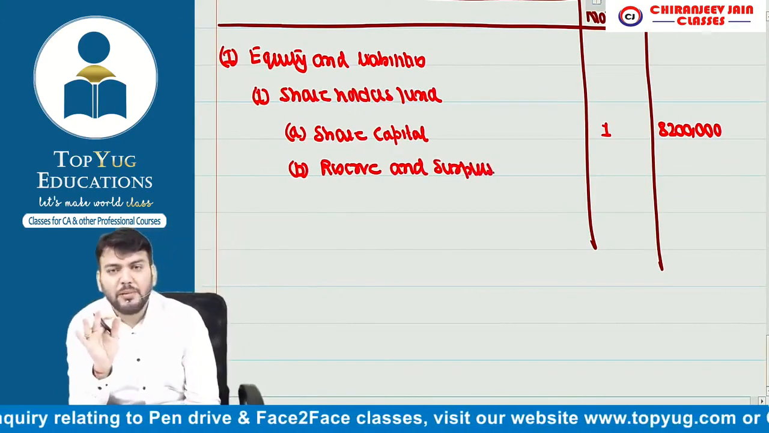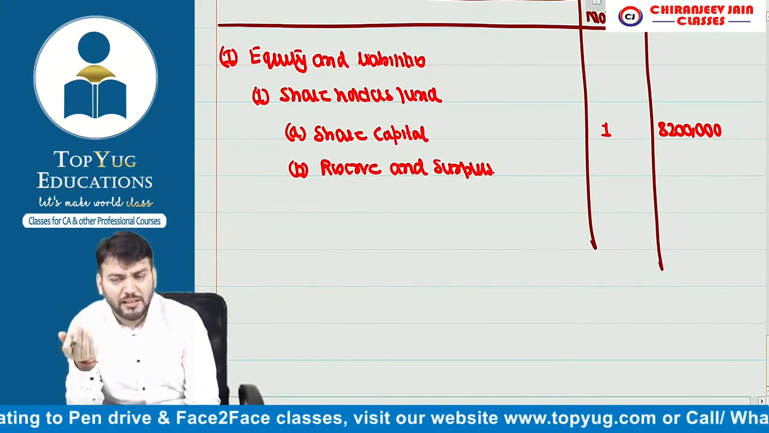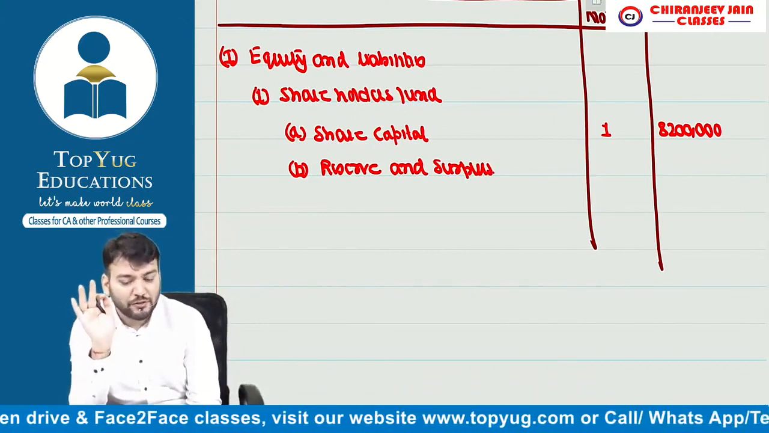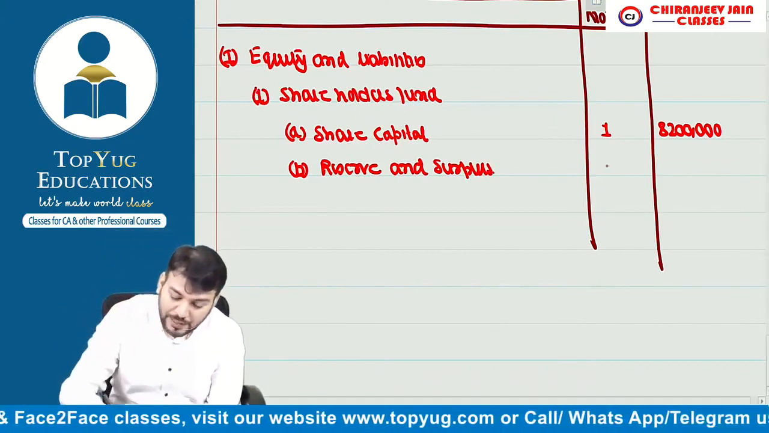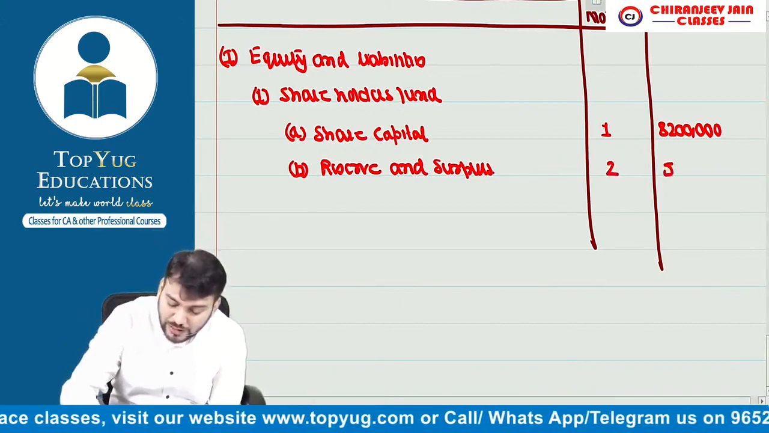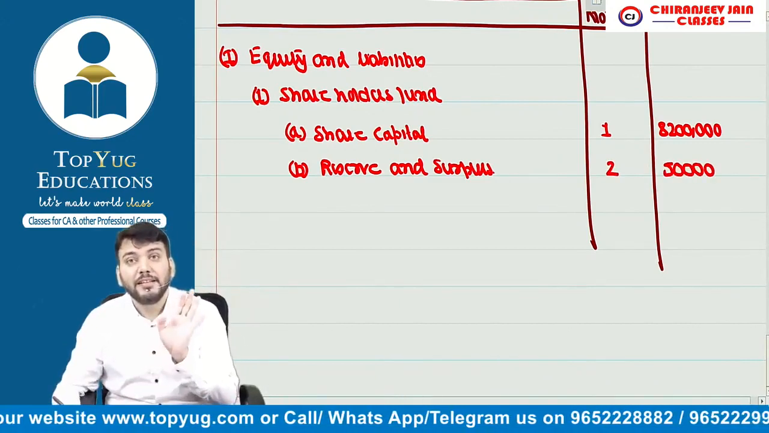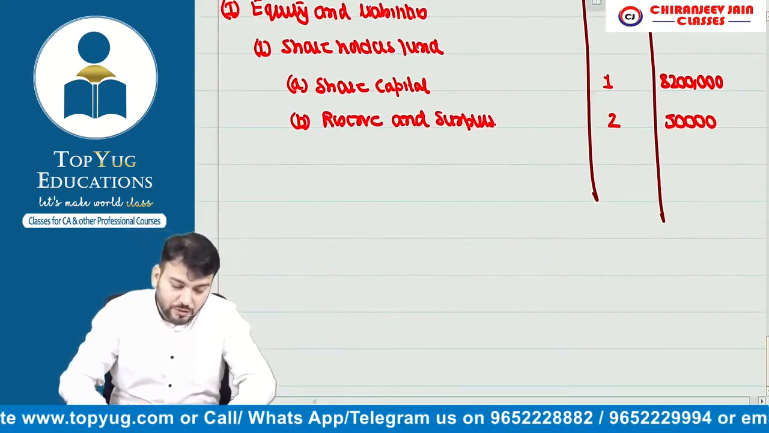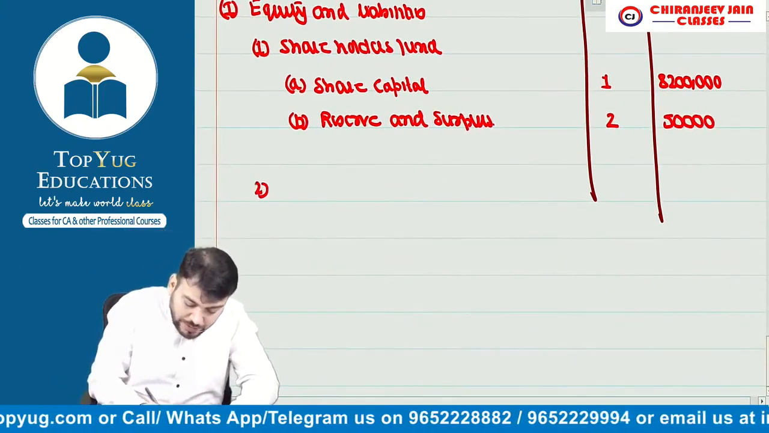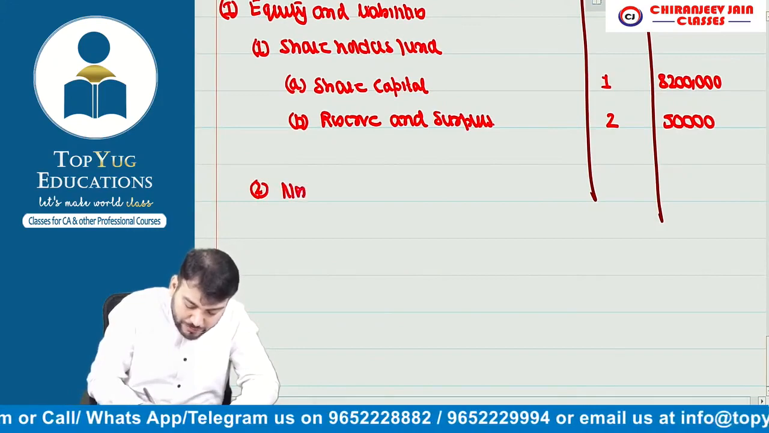Now B, reserve and surplus. Normally in this chapter capital reserve account will come, and in some other questions securities premium may also come. So how much was transferred to capital reserve? Note number 2, we can add 50,000. You can see there is no other reserve and surplus in the balance sheet. Yes or no? Yes sir.